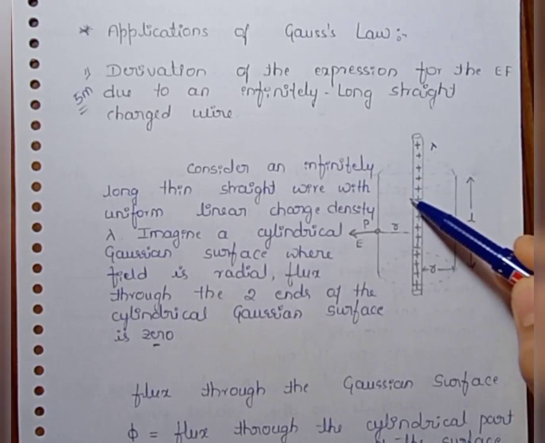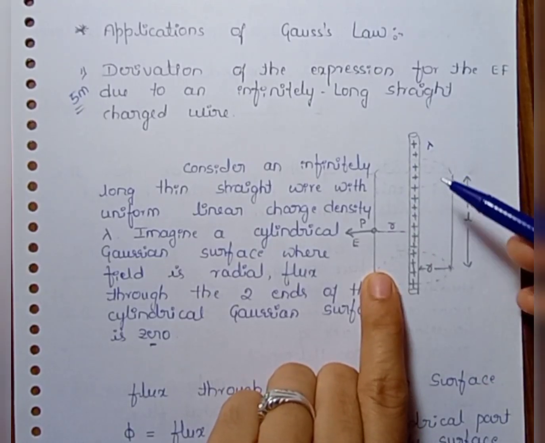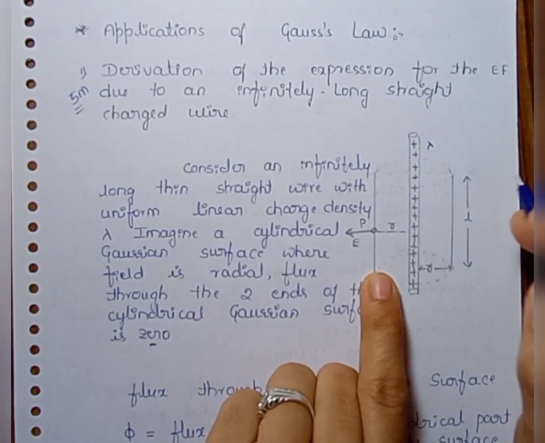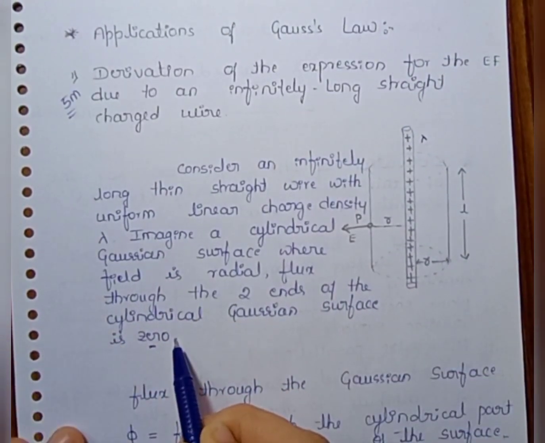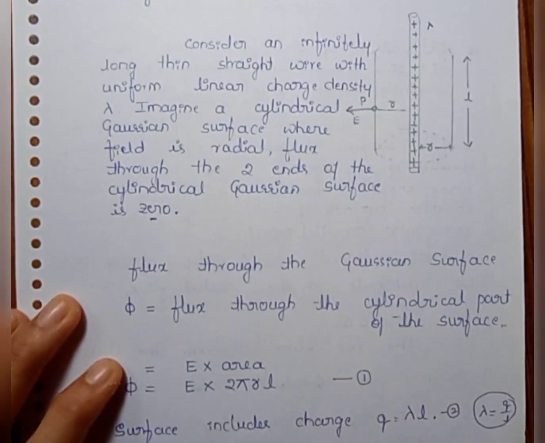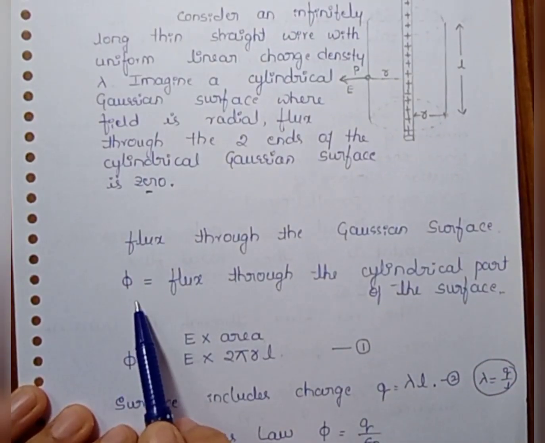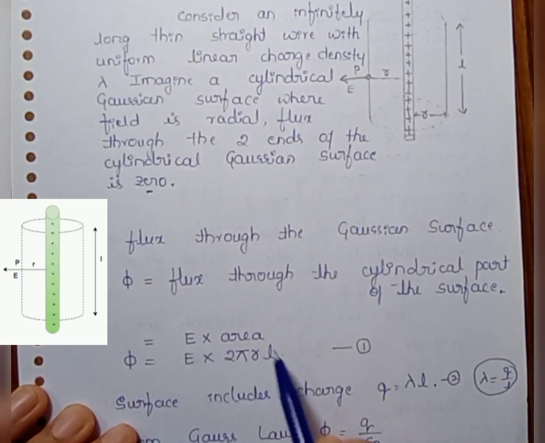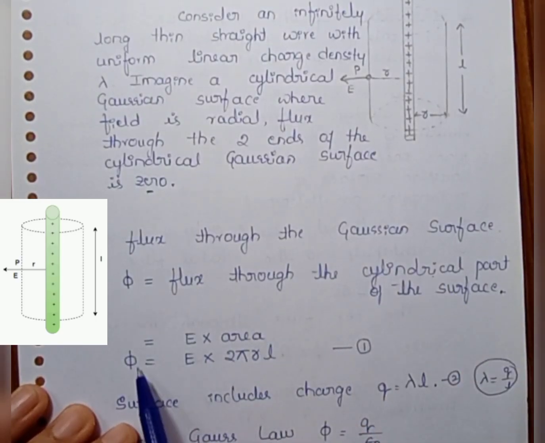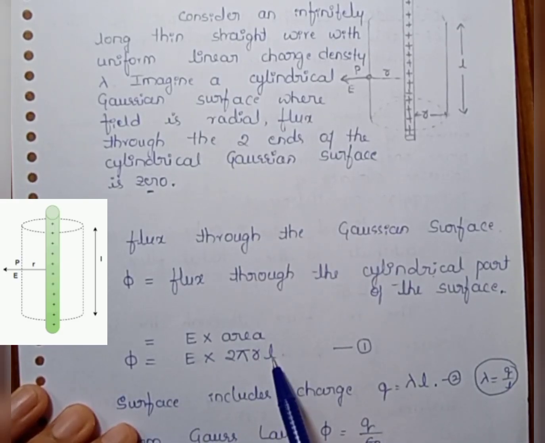Just imagine a cylindrical Gaussian surface where the field is constant and radial. Flux through the two ends of the cylindrical Gaussian surface is 0. Now the flux through the Gaussian surface can be written as flux phi is equal to the flux through the cylindrical part of the surface. It is E into the area of that cylinder. Flux phi is equal to E into the area of the cylinder, which is 2 pi RL. That is the area of the cylinder.